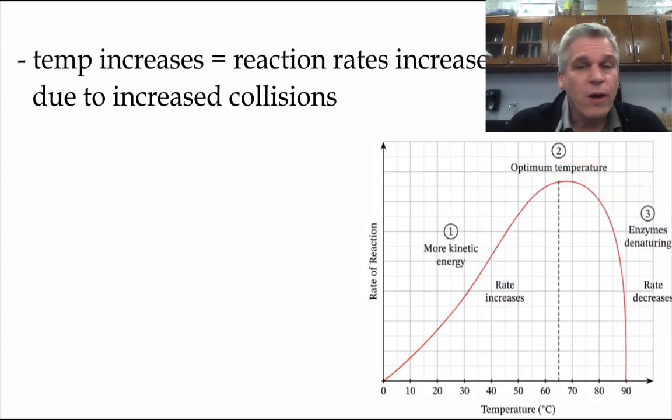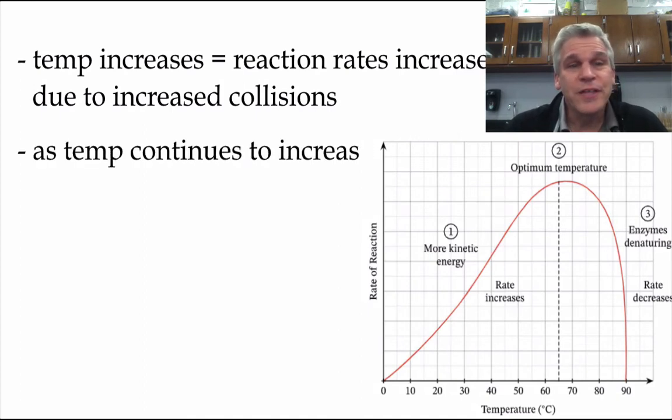In part one of this graph, as the temperature is increasing, the reaction rates tend to increase. Now, this is a result of increased collisions. Remember, molecules are constantly moving. The warmer the temperature, the faster they're moving. Enzymes and substrates have to find one another, and they kind of find themselves by accident. So the faster that these molecules are moving, the more collisions that take place, the more often enzymes will find the substrates.